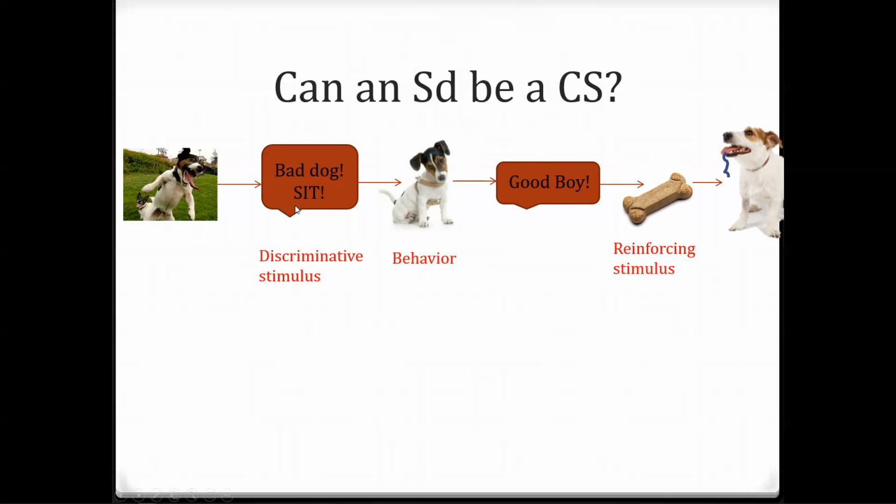And here, the obvious behavior is the dog sitting. The discriminative stimulus is going to be you saying, bad dog, sit, right? Or generally saying sit. It doesn't necessarily even have to be a bad dog. You can just say sit. Dog sits. You say, good boy, or you could use a clicker here, and then you provide a treat, and then the dog salivates.